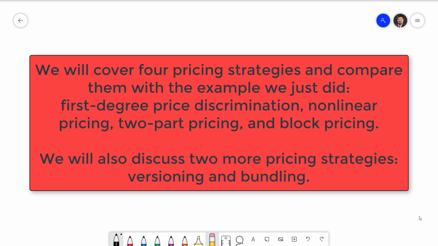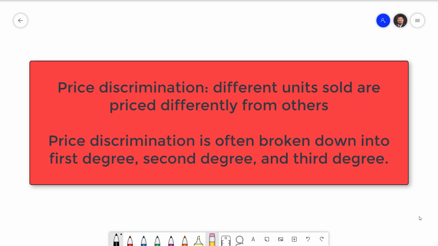When we're done with that, we will talk about 2 related topics, versioning and bundling, but we won't compare those directly back to the example I just did. Many of the strategies we discuss here are types of price discrimination. This is a broad term containing any pricing scheme in which the price charged for each unit sold is not the same. This means that different consumers might be charged different prices, but the same consumer might be charged different prices for different units. Price discrimination is often broken down into 3 categories.